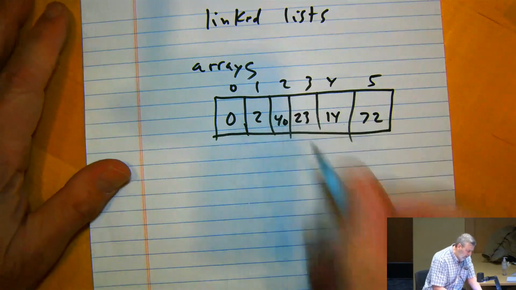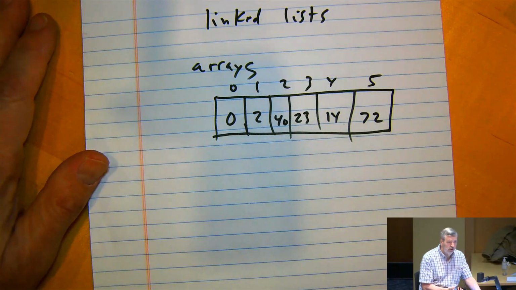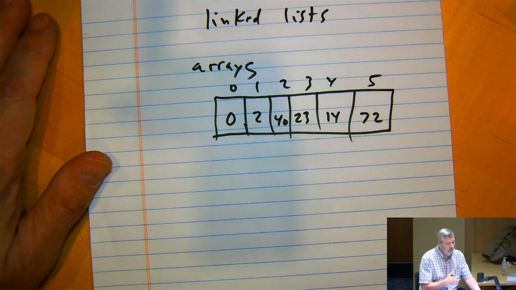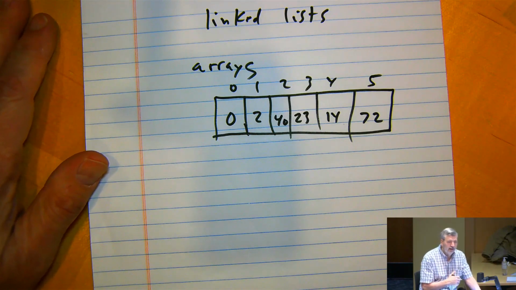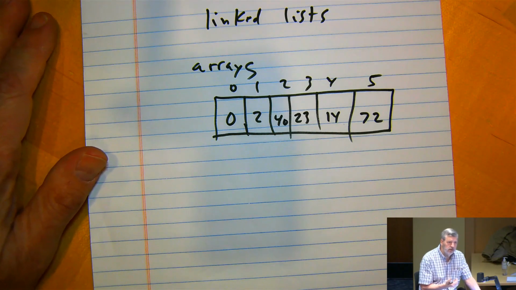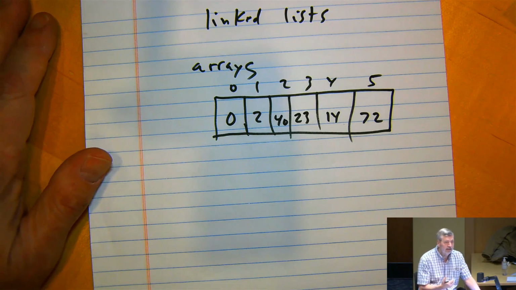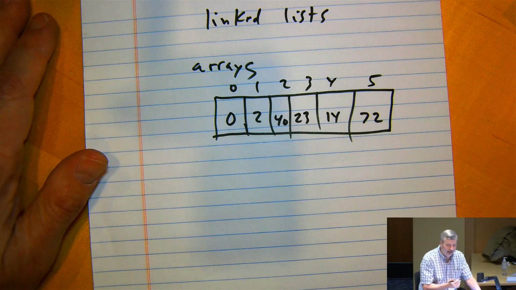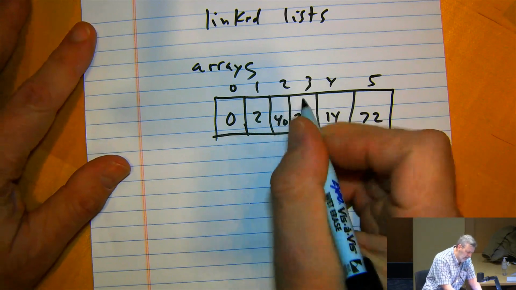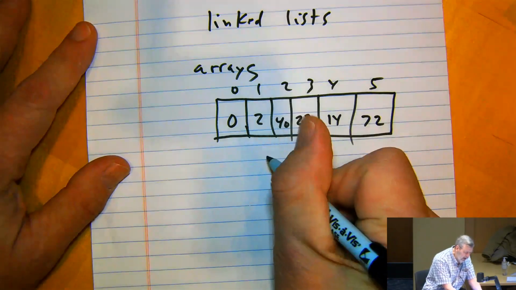Well, there are things that arrays are good at, where linked lists are not so good. And it's kind of funny. There's this complementary nature where the things that arrays are good at, linked lists are bad at, and the things that arrays are bad at, linked lists tend to be good at. So there's a kind of an interesting contrast there between them.